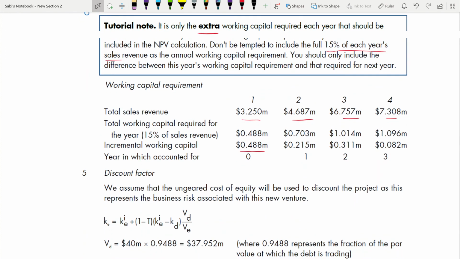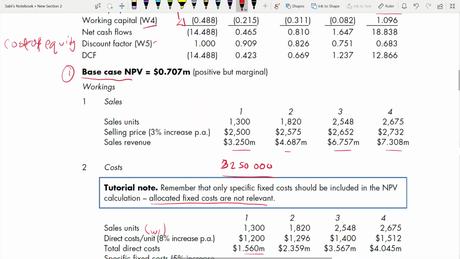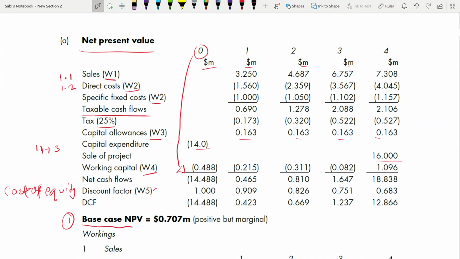So now second year, when you do, what is 15% of 4,687,000? It is this. But only the difference you are taking. Last year you had 0.488. This year 0.703. How much it increased by this amount? So only this you are taking. Here they have written the years also. When you are coming to the third, 15% of this amount is this. So the increase amount from here to here is this. This is incremental. From here to here, how much it increased. This is the increased amount. And then when you're going to find the final year, the third year, the increase from here to here, which is this. So all this, the circled ones will go to your final table. And when you're coming to the fourth year, if you see, the working capital is this, 1.096. How are you getting it?